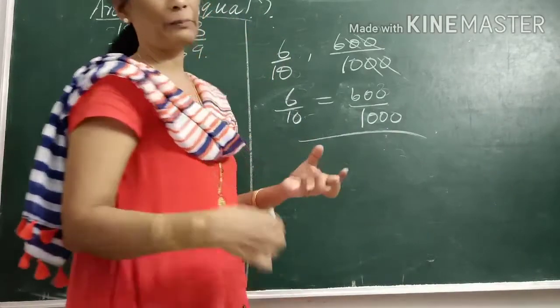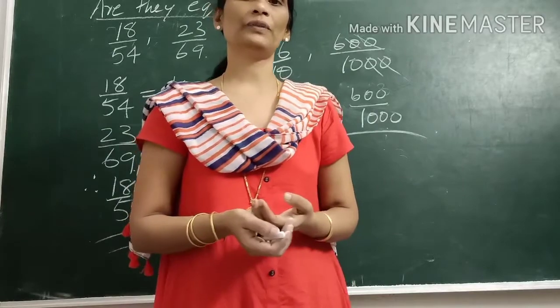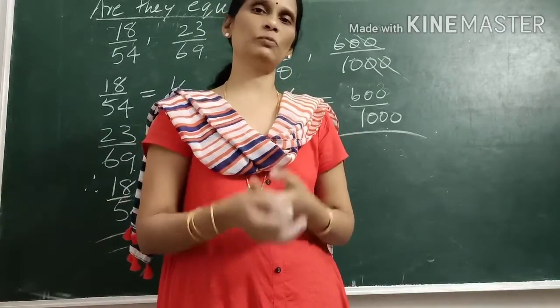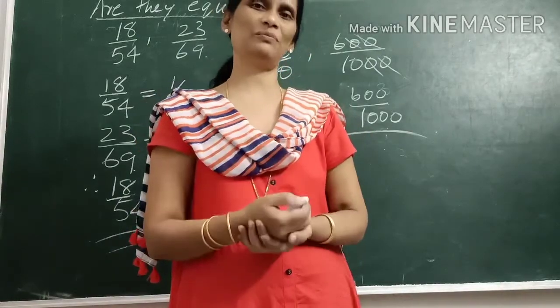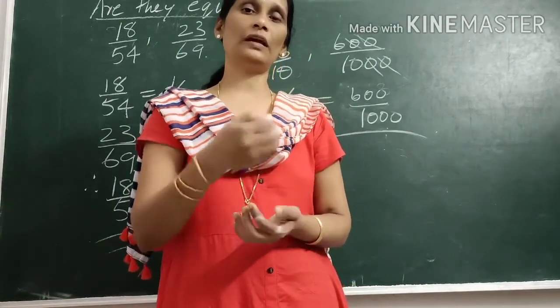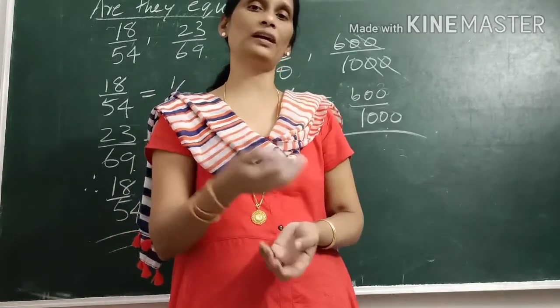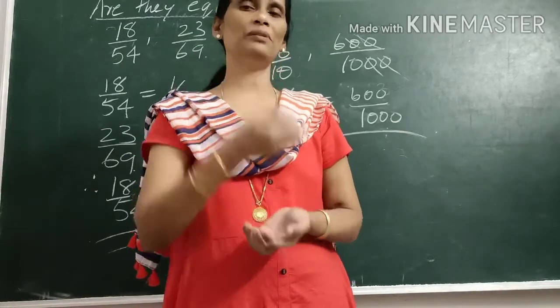So, we can compare the terms, we can say which is smaller and which is bigger, and we can write equivalent fractions by multiplying both the numerator and denominator by the same number. And also we can say whether the given fractions are equal by changing them into simple terms.